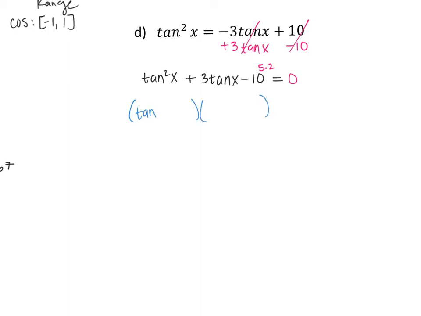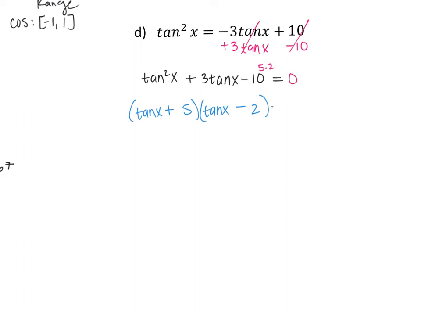So I need two tangents because I need a tangent squared in front. I'm going to write the 5 down and the 2. So I need a plus sign on the 5 and a negative sign on the 2 since I have a negative 10. So 5 times negative 2 does give me negative 10, and 5 plus positive 5 minus 2 gives me that positive 3 that I'm looking for in the middle.